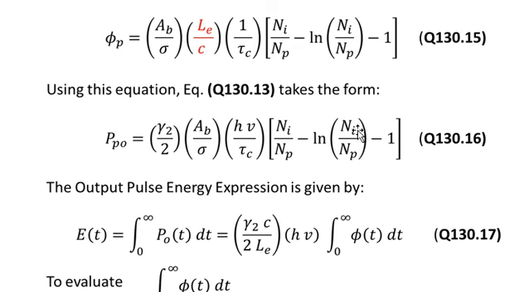So we have obtained the final result for the peak output power from the laser beam corresponding to the peak value of the photon pulse. So the output pulse energy expression is now given by.